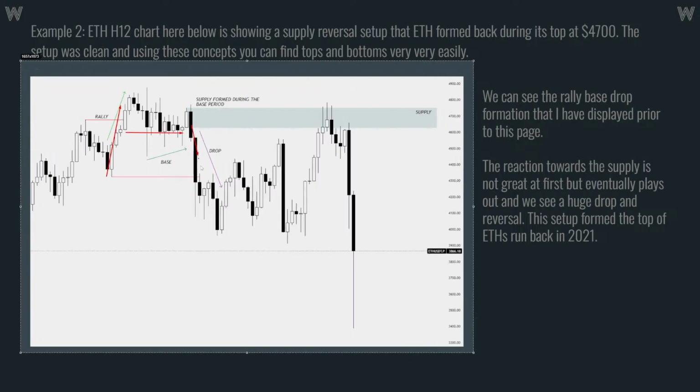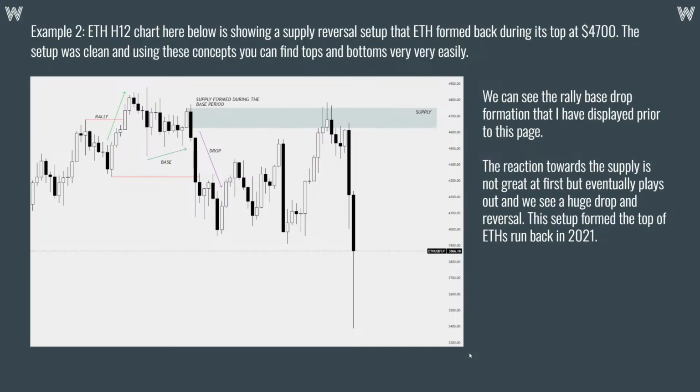Rally, base, drop. Then the supply is formed, right? Because this was the last up candle before price broke structure to the downside with the change of structure, right? This was the last up candle before the impulsive move to the downside that broke structure, right?